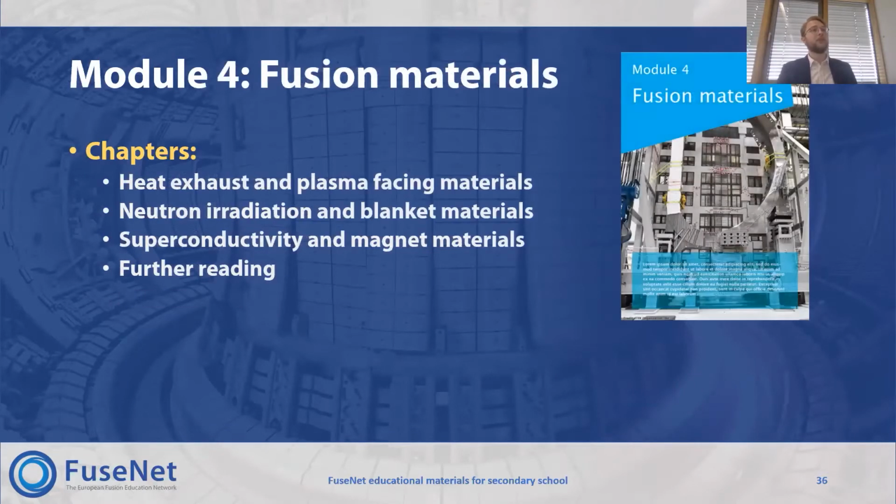Then the fourth module goes into the material side. So a bit of material science. In a fusion reactor, we need to have a heat exhaust. We need to have plasma-facing materials that can withstand that great heat. And we also need to take care of the neutron irradiation. We have blanket materials for that, but they need to be able to withstand all those harsh conditions, all the neutrons that are flying their way. And finally, superconductivity is also a very nice frontier of science where new magnets are being developed, which we start to use in fusion more and more lately, because they provide the highest magnetic fields we can create.